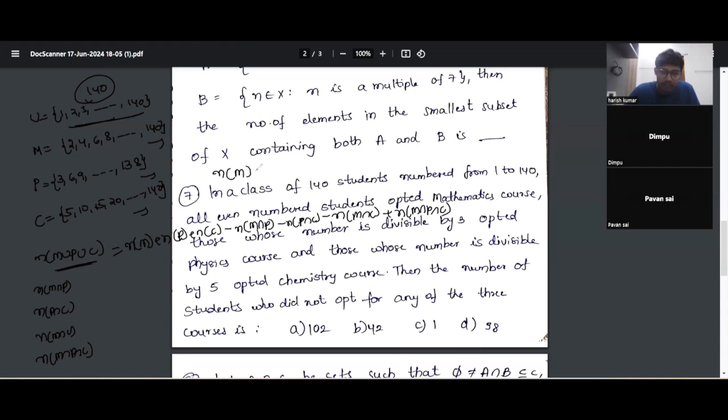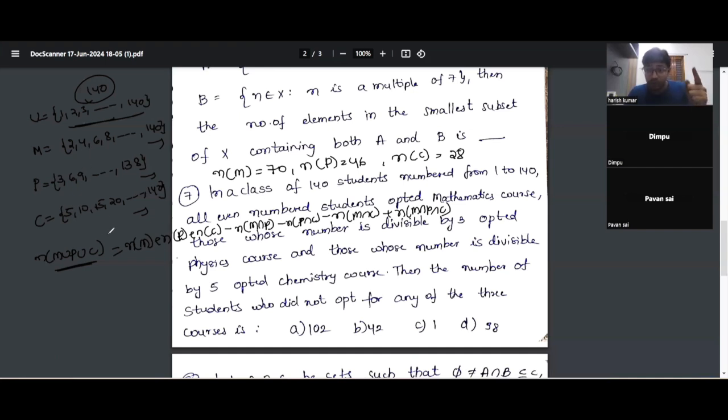N of m is your 70, right? What about n of p? 3 into 1, 3 into 2, 3 into 46, so n of p is your 46. What about n of c? 1, 2, 5, 28 is your 140, so n of c is 28. Now we have to find m intersection p, m intersection c, and all these things.